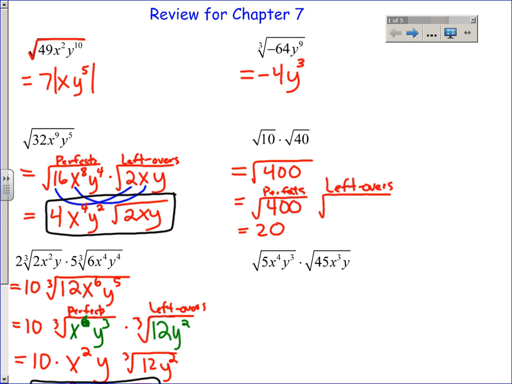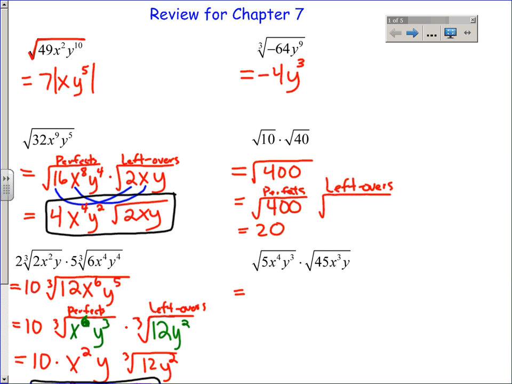So don't stress over whether to write two radicals or not, or whether it works out, because just like that one, we went ahead and wrote two radicals, found out in fact 400 was a perfect square, no big deal. There's nothing in the leftovers, not a problem.